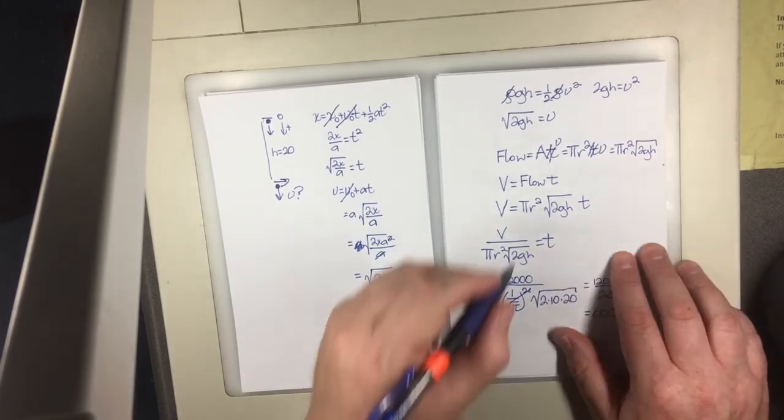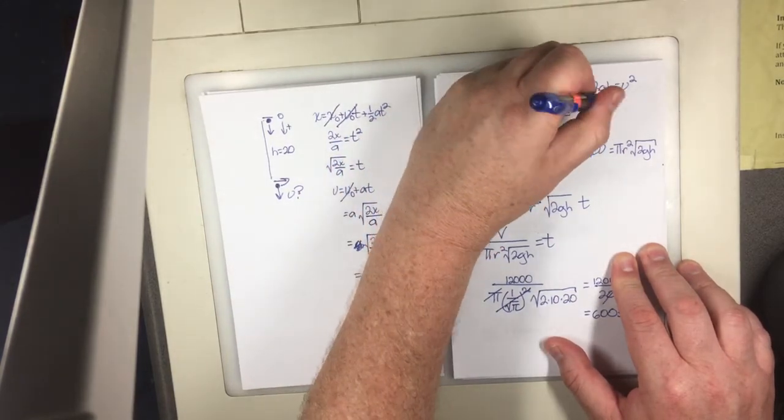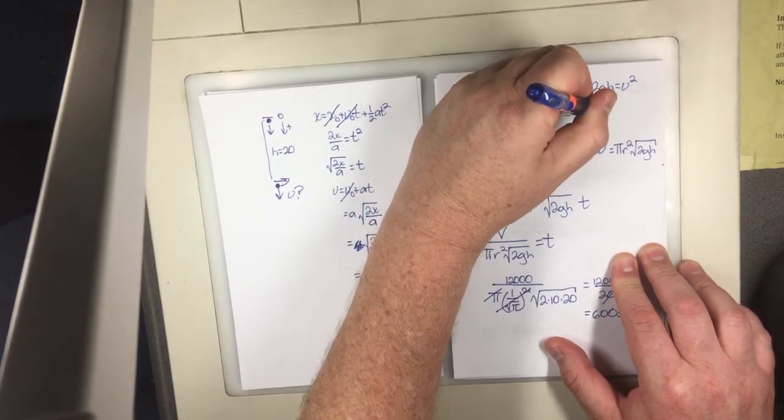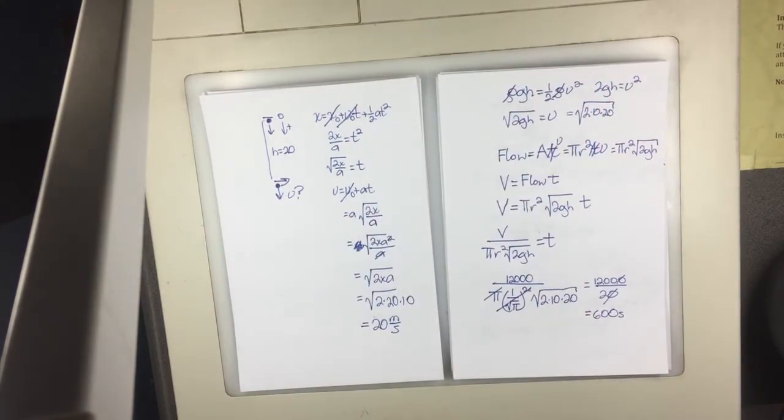Over here, the velocity is square root of 2gh, 2 times 10 times 20, and we get the same answer, 20 meters per second.